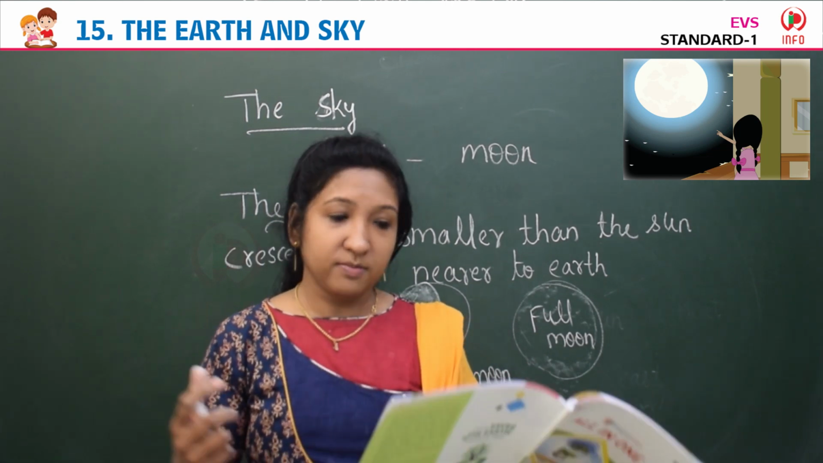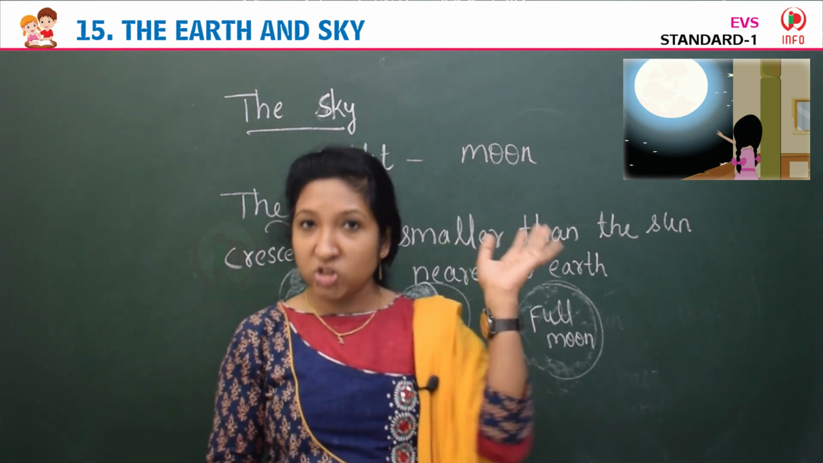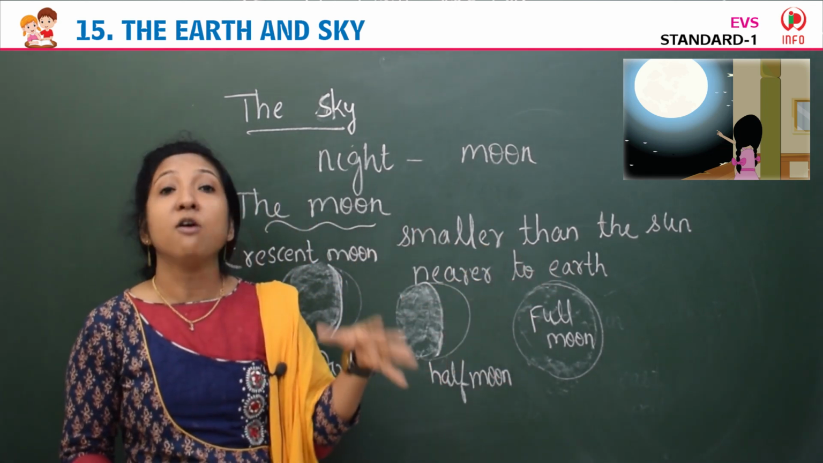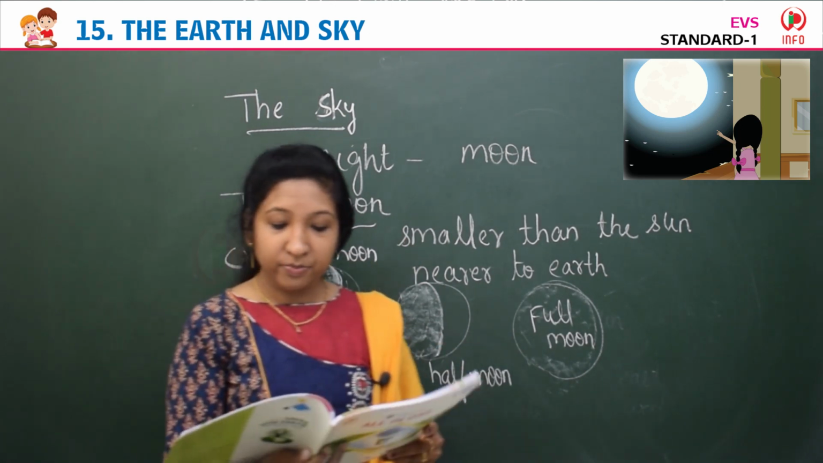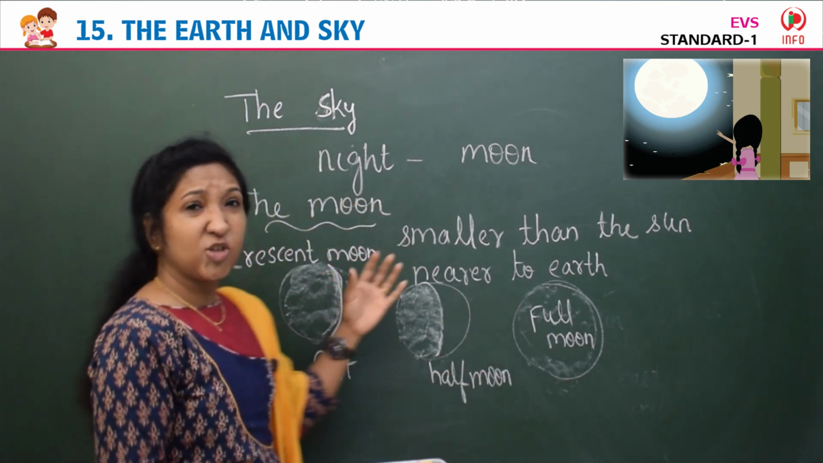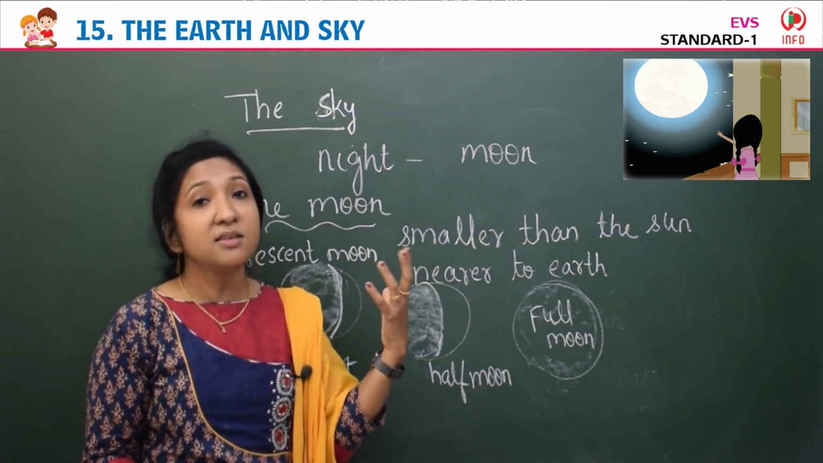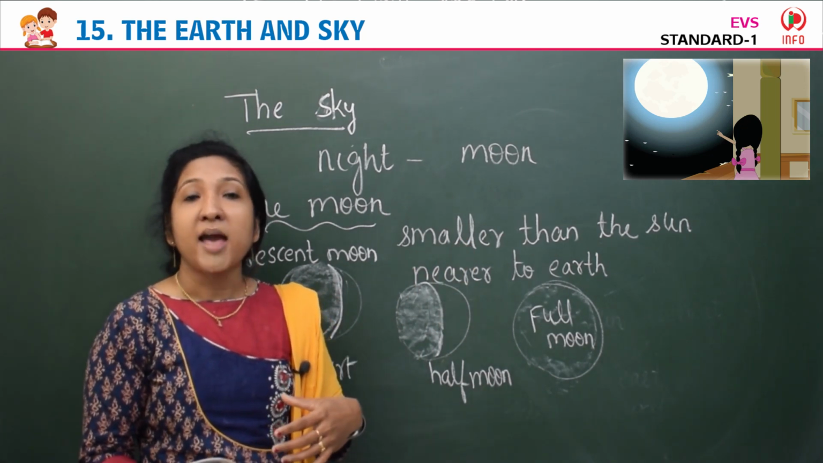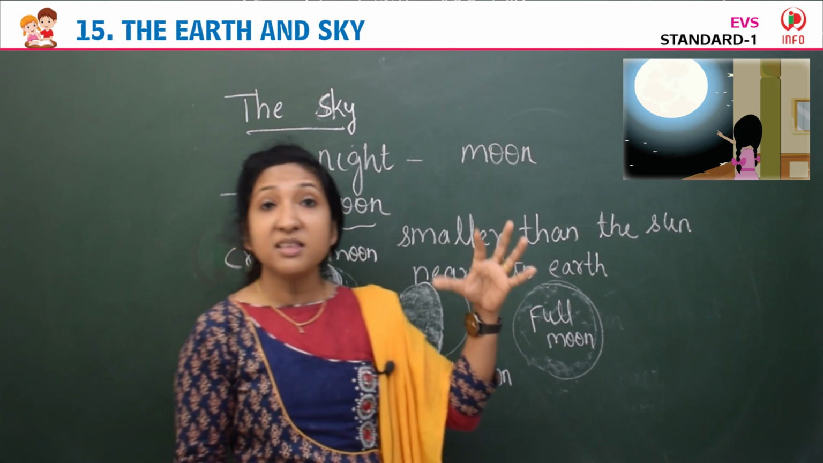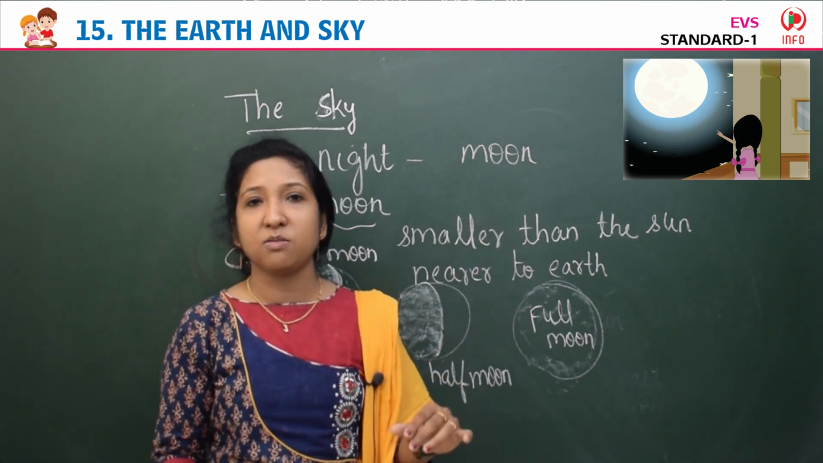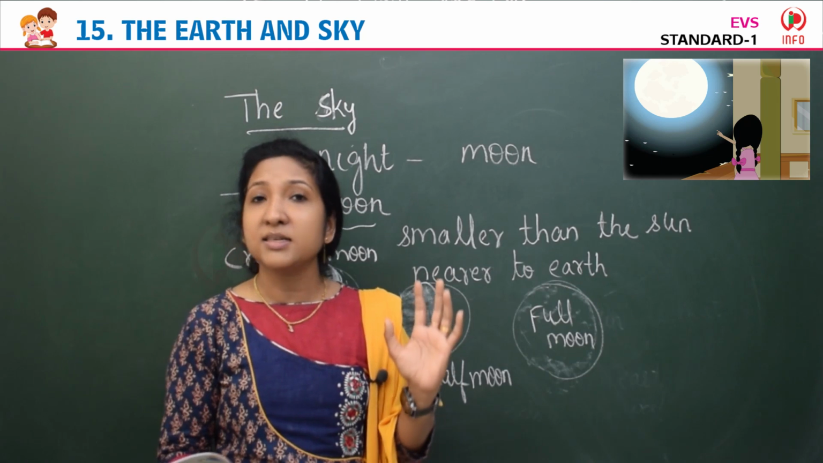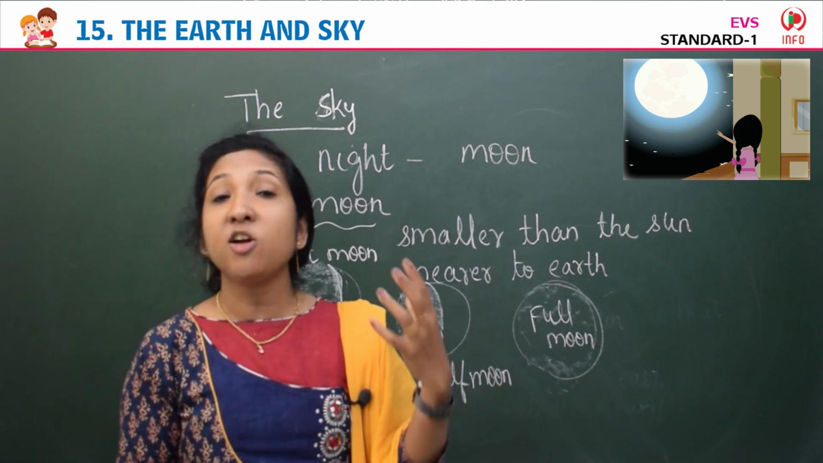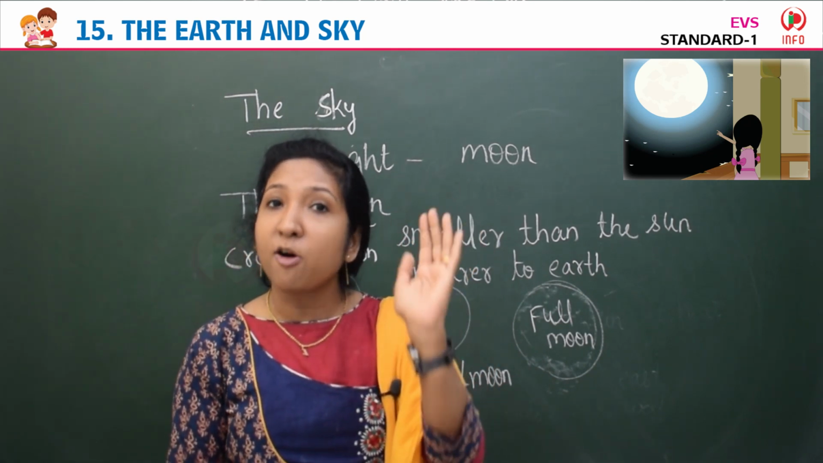That's about the moon. You can see the different shapes of the moon here: crescent moon, half moon, full moon. The moon is much nearer to earth than the sun. The sun is far away, but the moon is nearer to the earth. The moon is smaller than the sun, and the sun is very large. The moon changes its shape every day. We cannot see the moon in the same shape all the days.